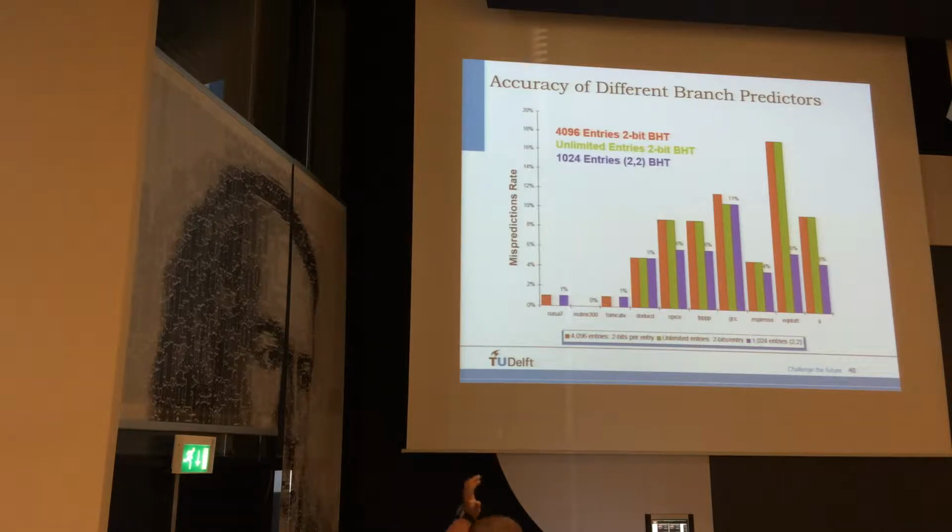Then, if we look at this kind of bars, we see that the misprediction goes from 0 up to 16%. Then, on the benchmark, which is called AQN EOT, the predictor is doing very bad.